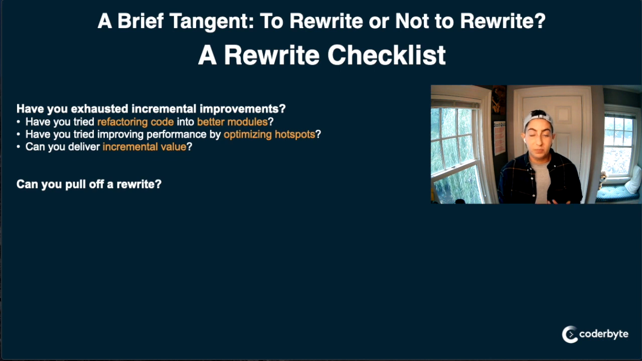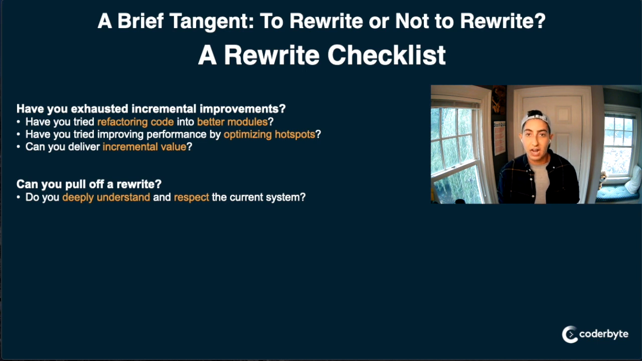Finally, can you pull off a rewrite? Can you even do it, right? Do you deeply understand and respect the current system? I thought this was such a great point in the article I was reading, because often people are rewriting systems because they don't understand them and they don't respect them. And they're like, well, I don't understand that, so I'm just going to rewrite it myself. That's often very damaging because you end up with a system with different problems and you lose track of the problems that the original system was solving. So this is a really important piece.